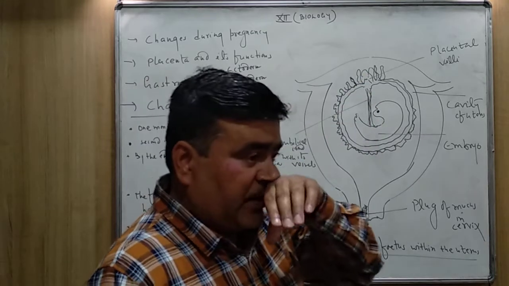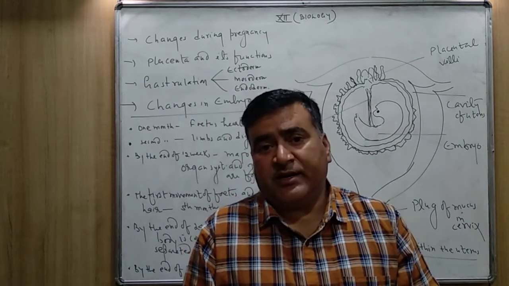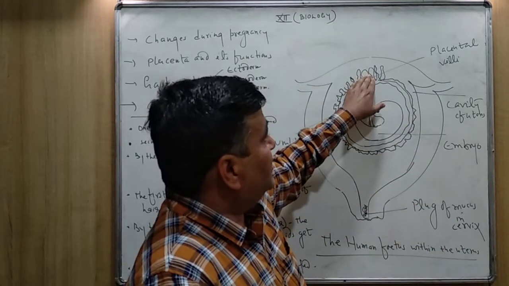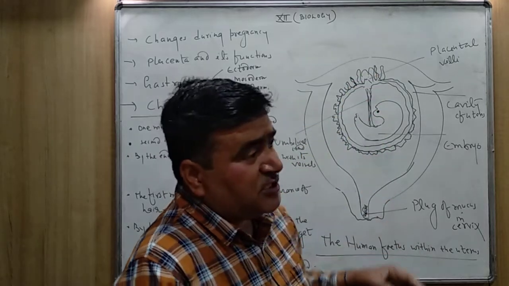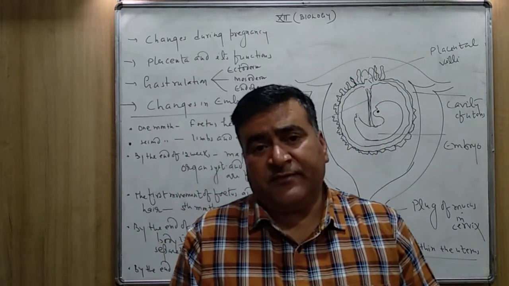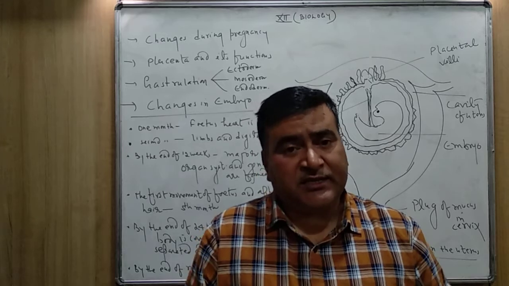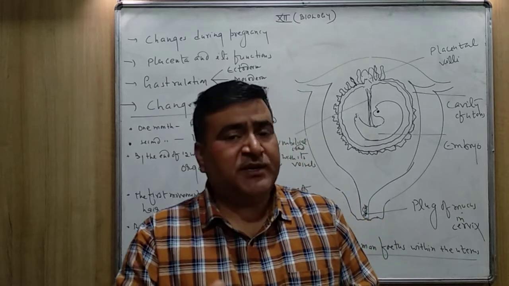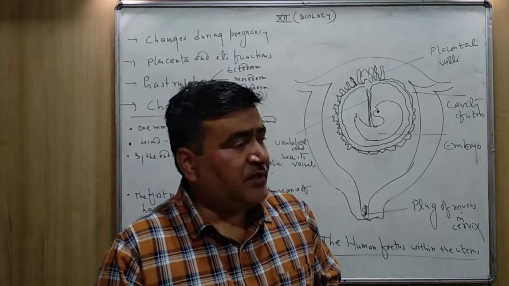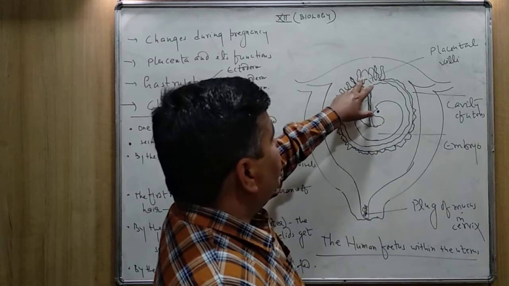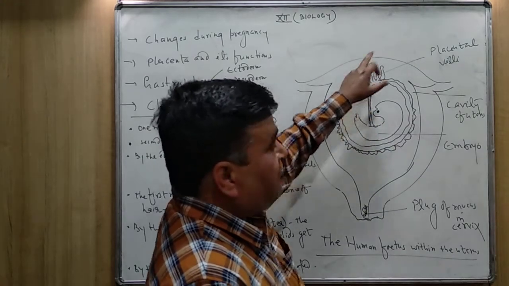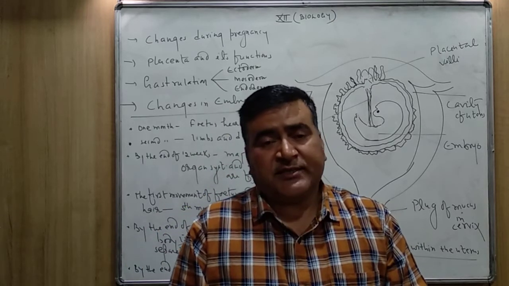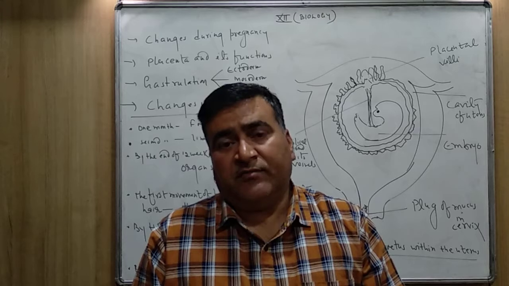Placenta also provides oxygen to the fetus. Placenta collects all the waste materials which are generated by the fetus, because the fetus is inside the mother's uterus. It is not outside. So whatsoever waste materials are generated, these waste materials are collected by the placenta through the umbilical cord, and finally all these waste materials are removed through the excretory system of the mother's body.